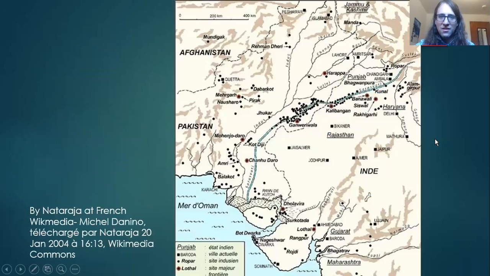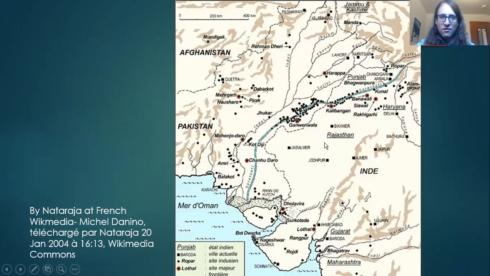And if you look at a map like this, you can see all sorts of important dots along the river here and the region that we're looking at. The black dots are the smaller cities and the red dots are the bigger cities. Here's Harappa up near the top, and Mohenjo-Daro down further to the bottom. And these are important cities in this civilization.